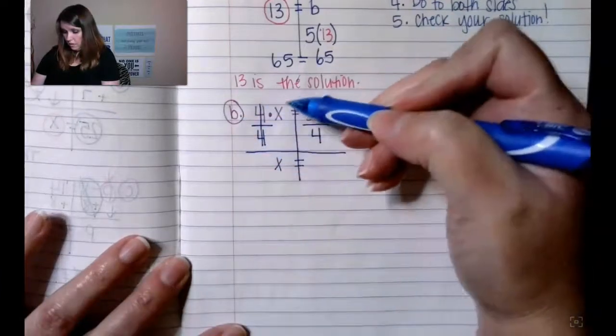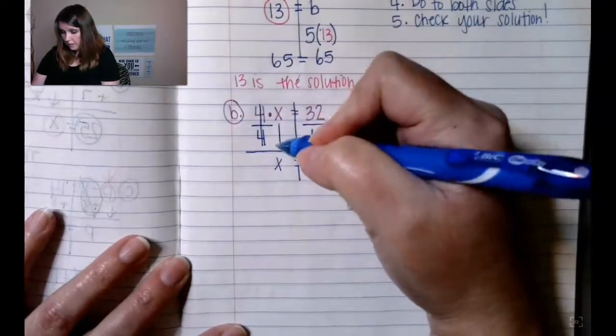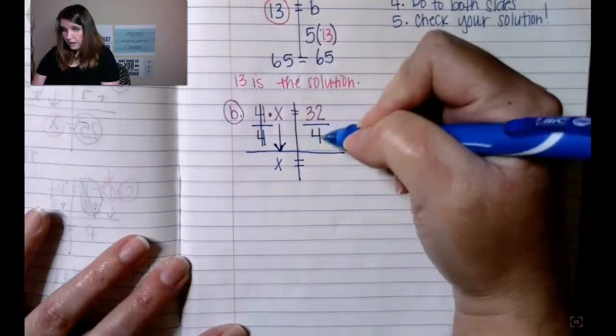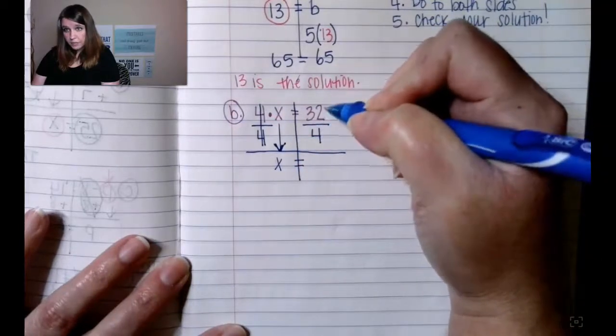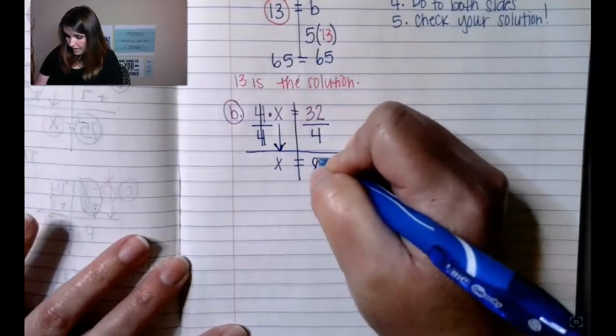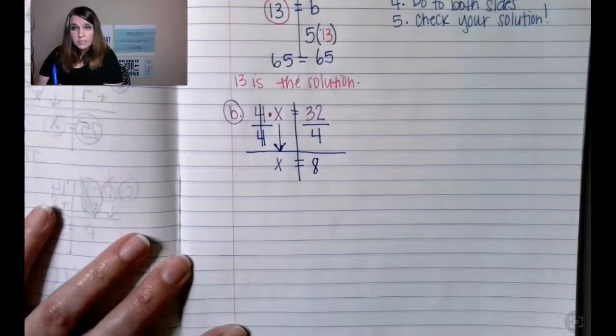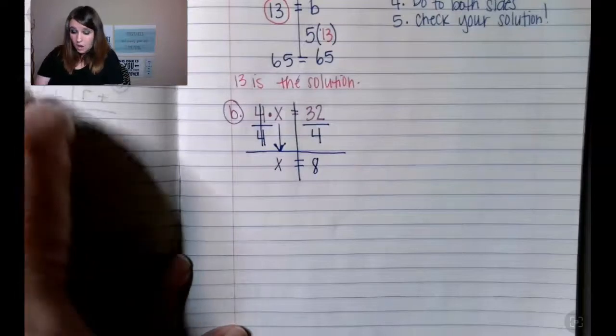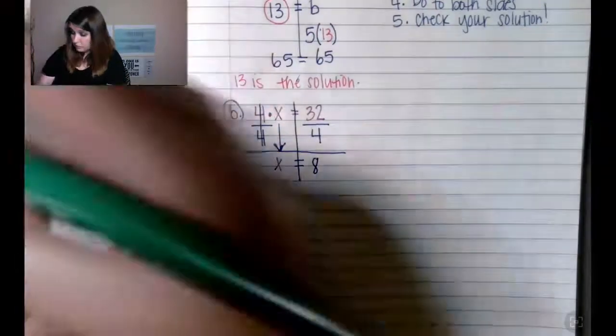1 whole, drop down my x, divide by 4. 32 divided by 4 gives me 8. Okay, now it's my job to determine whether or not I have the right answer for x. Okay, how do I do that?